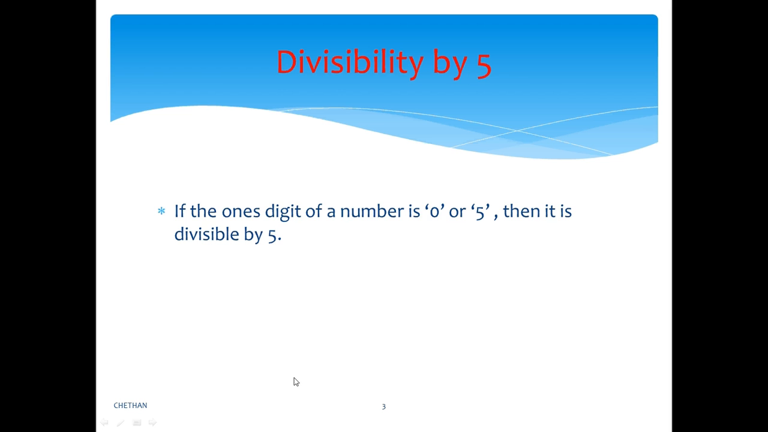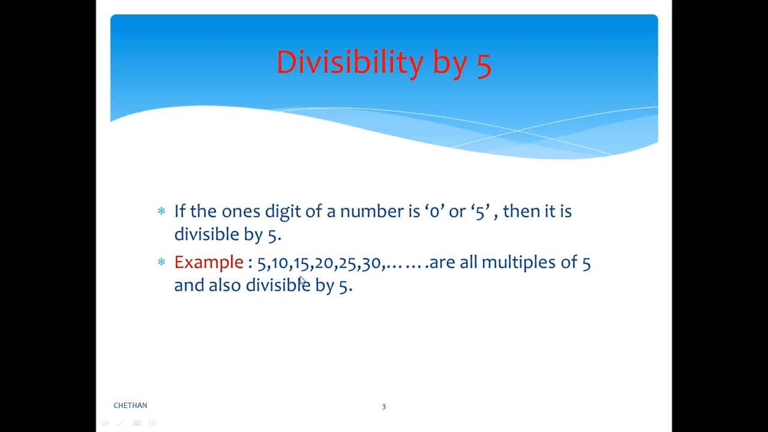Yes. Next is divisibility by 5. For divisibility by 5, if the ones digit of a number is 0 or 5, then it is divisible by 5. This is the same as divisibility by 10, but here there is a change. For divisibility by 10 we have only 0, but for divisibility by 5 we have 0 or 5. Either it may be 0 or it may be 5, then it is divisible by 5.